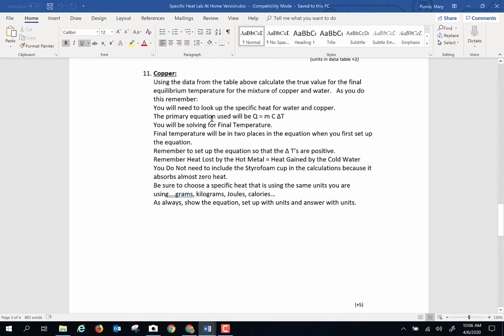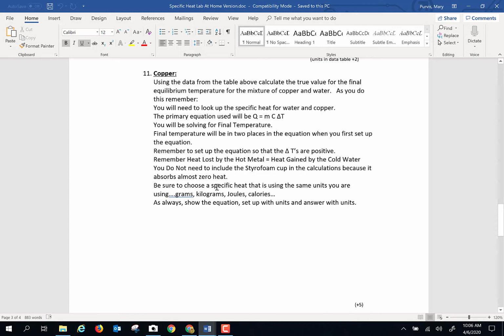This is the primary equation. Remember, you're solving for final temp. Remember to set up the equation so that ΔT's are positive. You may not know what I mean right now, but after you've gone through the videos, that'll make sense. Remember, heat lost by the metal is going to be equal to the heat gained by the cold water. You don't need to include the styrofoam cup in the calculations because it absorbs almost zero heat.